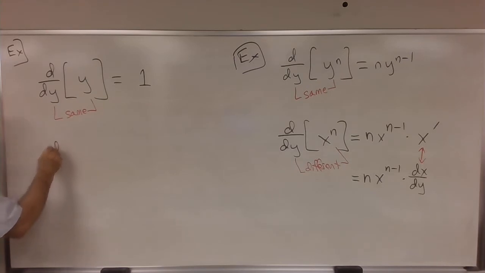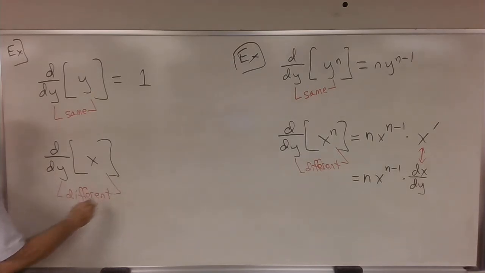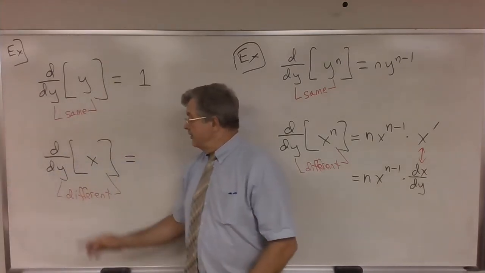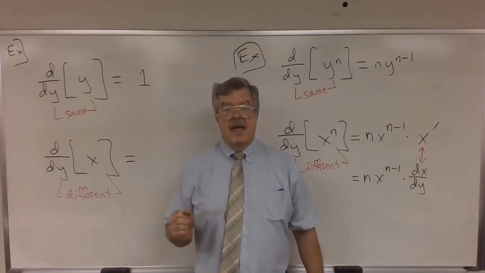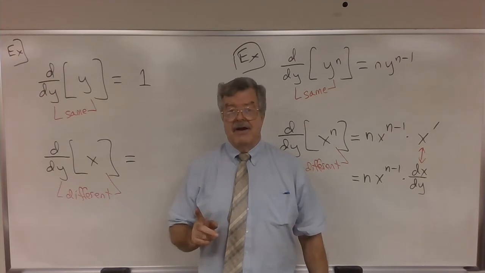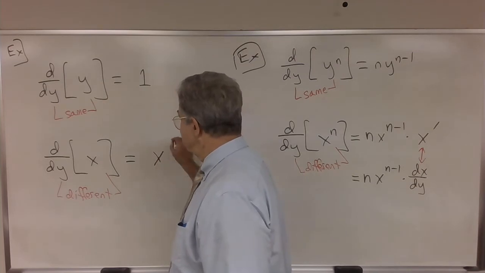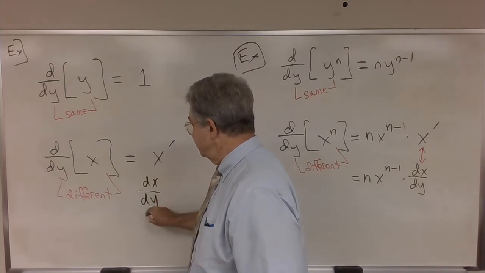Now, what about this? They're different. These two variables are different. So what do we consider x to be? x is not just a variable, it's also a function of y. And so we're going to say that this is x prime, or the derivative of x as a function of y.